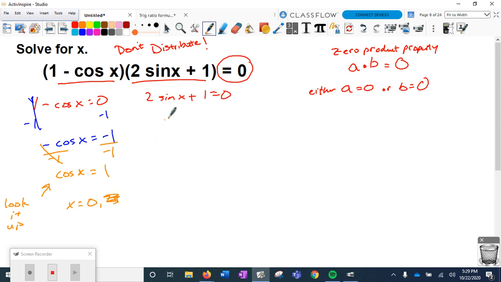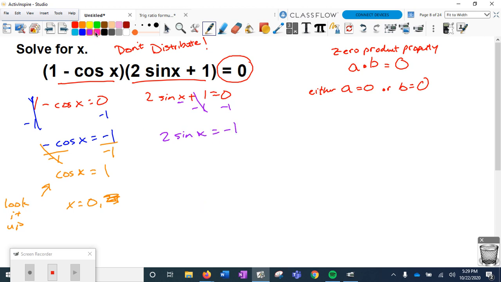All right, now let's solve this one. Same thing. I'm trying to get x by itself, so I need to get rid of everything else. First thing would be get rid of the plus 1 with a minus 1. So now 2 sine of x equals negative 1.